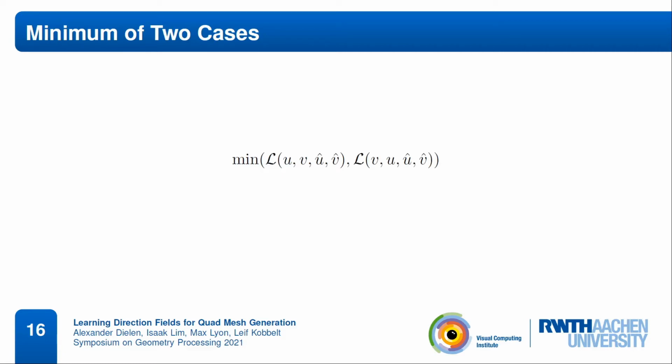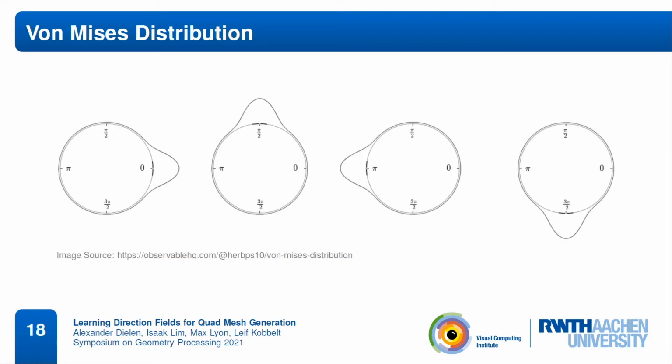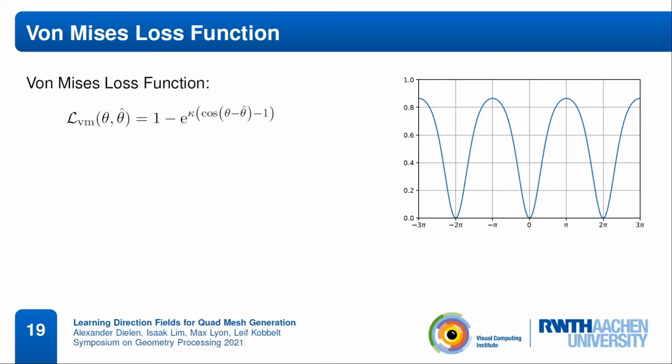To ensure that our loss function penalizes both direction and size errors in a balanced manner, we split our loss into a separate direction and size loss. Our direction loss is based on the von Mises distribution that approximates a normal distribution on a unit sphere. Specifically, the von Mises loss for a predicted angle theta and a target angle theta hat is obtained by computing 1 minus the von Mises density. As you can see on the right, this gives us a loss function with minima at multiples of 2 pi.